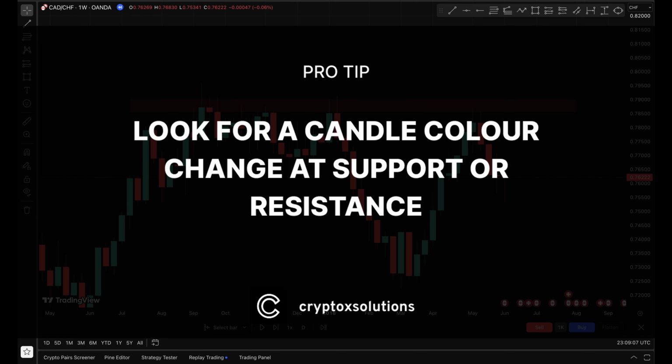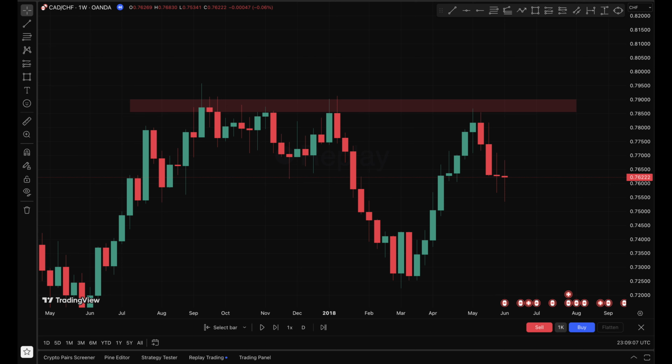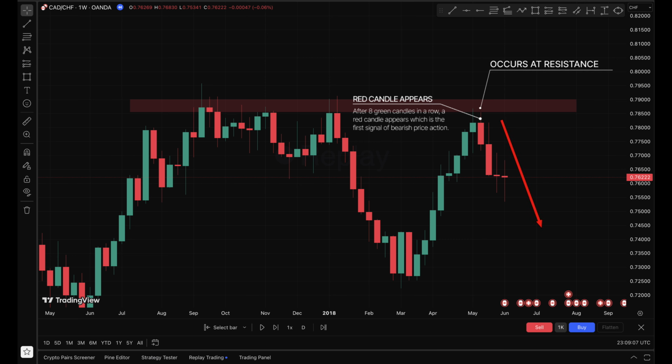Pro tip: watch for candle color changes. Look for a candle color change at support or resistance, which can signal a trend change. Here's what I mean. As price is moving upwards, notice all the green candles. Bullish price action. We have 8 green candles in a row, and finally a red bearish candle appears right at resistance, and as you can see, price then reverses.